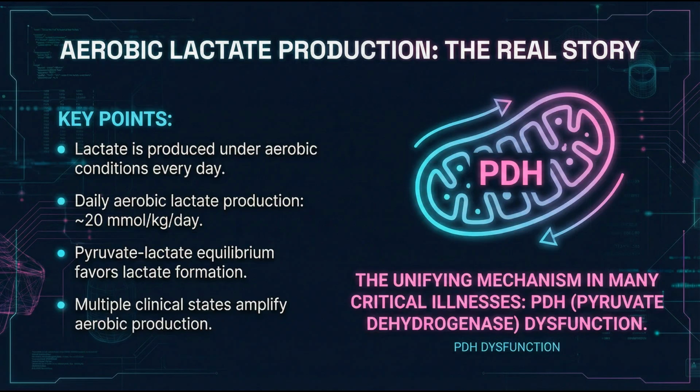The real story is aerobic lactate production. Lactate is produced under completely aerobic conditions every single day. Your body produces roughly 20 millimoles per kilogram per day. The pyruvate lactate equilibrium naturally favors lactate formation. Multiple clinical states amplify this aerobic production. The unifying mechanism in many critical illnesses is actually pyruvate dehydrogenase, or PDH dysfunction.